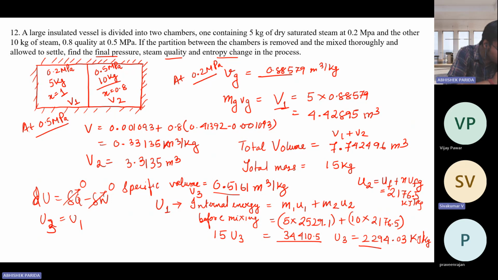2293.1 is available. 2293 is what? So we need to refer to UFG or otherwise Ug. Around UFG you see 4 kilopascal. Yeah, 4 kilopascal. Somewhere near that it will be the final pressure.